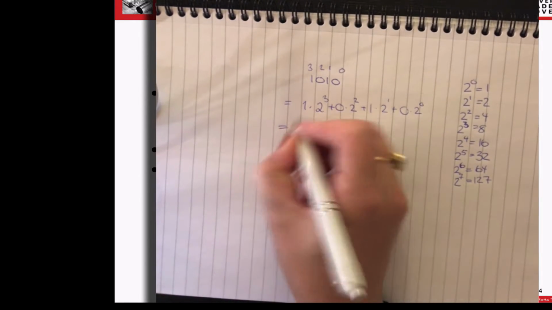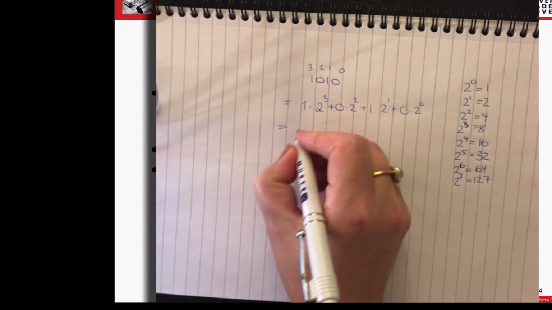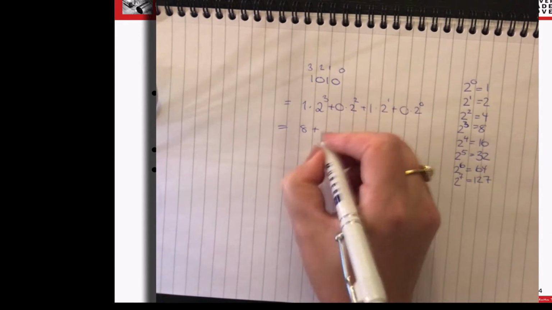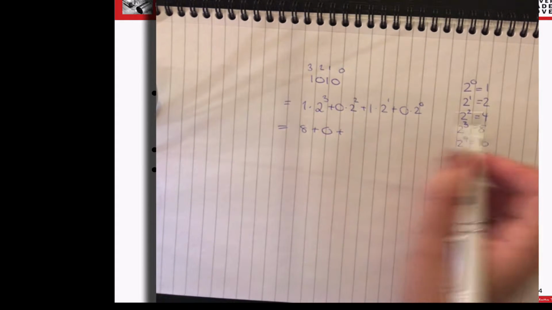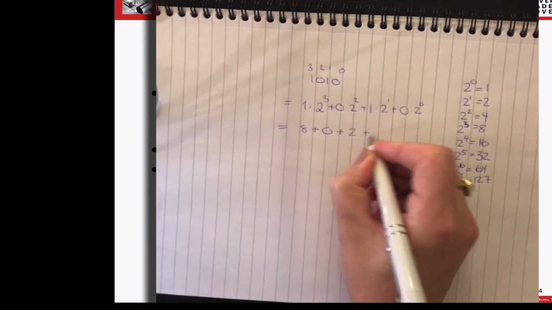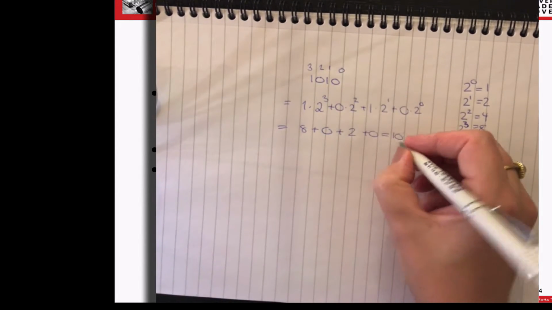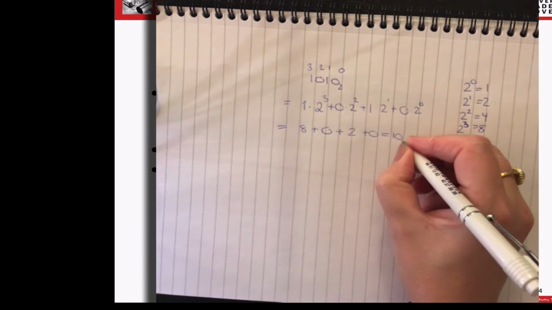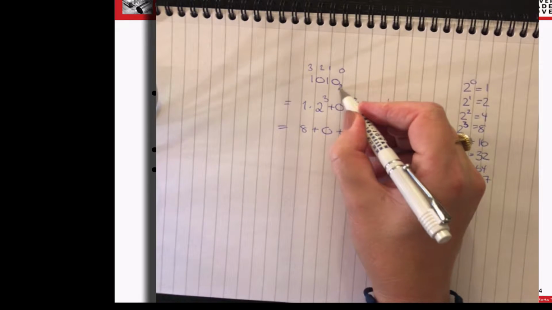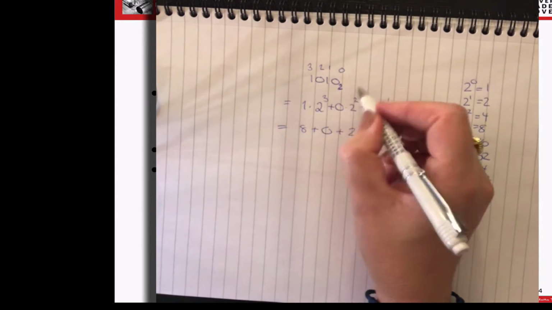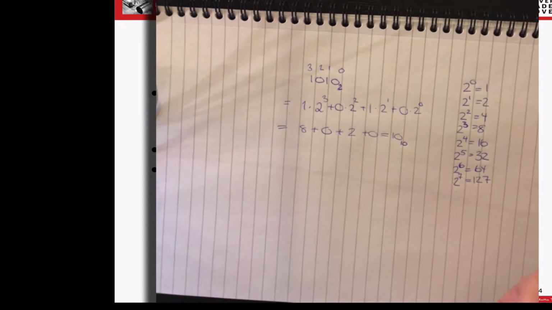So here we have 1 multiplied with 2 in the power of 3, which is 8, and whatever we multiply with 0 is 0. 1 multiplied with 2 in the power of 1 is 2, plus 0, which is 10. So 10 is the decimal value of this binary number. Just to make sure we know the difference, I put a small 2 underneath here, which indicates that this is a binary number and this is a decimal number.